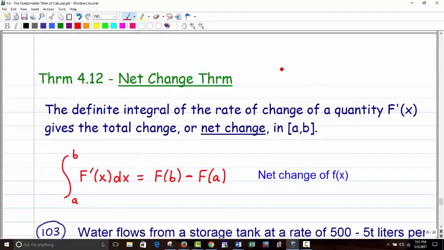The net change theorem. The definite integral of the rate of change of some quantity, f prime of x, gives you the total change, or what's called the net change from A to B. Meaning, if you know at what rate something is changing. Remember, rate, we learned way back when, is derivative, right? Rate of change is a derivative. So this is just saying you're integrating the derivative to figure out what the actual amount is that's changing. So it's really not that complicated. It's actually pretty easy.